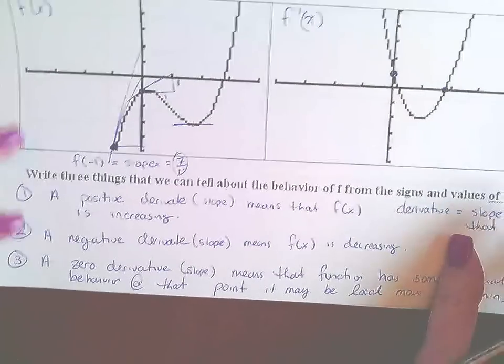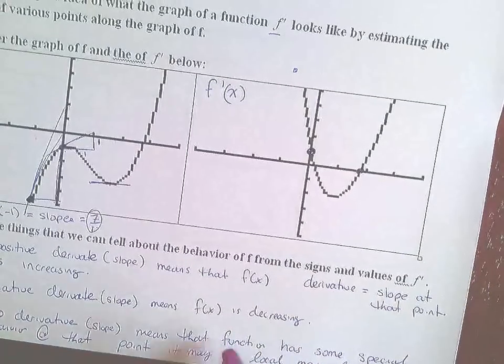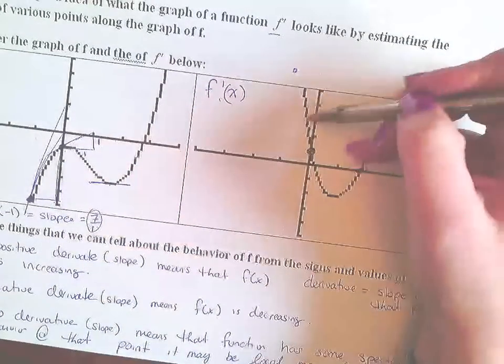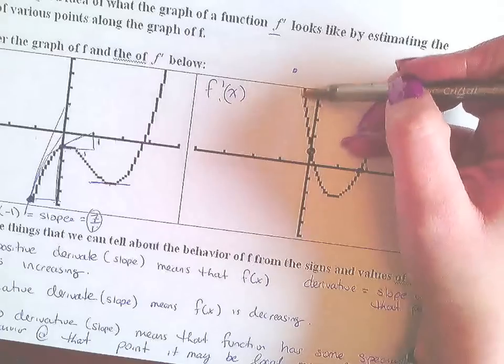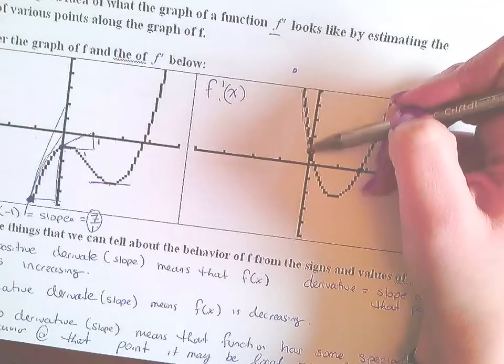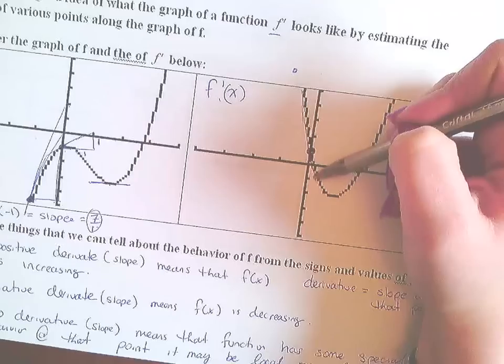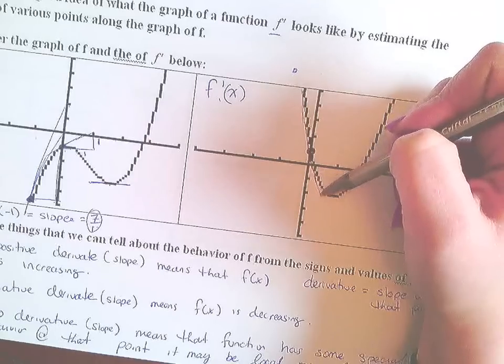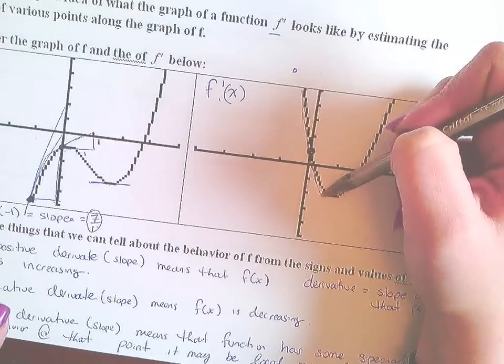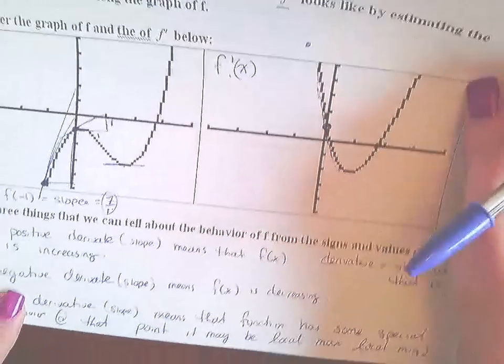All right, so let's look at that. So here's the derivative. So right here, the derivative is what? The derivative is, what is the slope? All the way here. It's negative. So if the derivative is negative, what does it say?